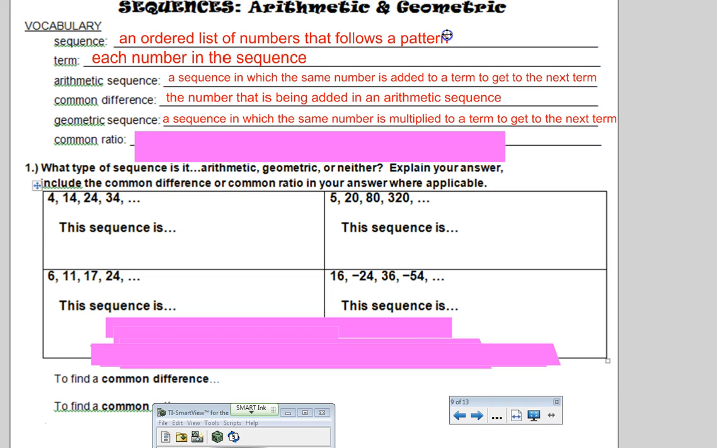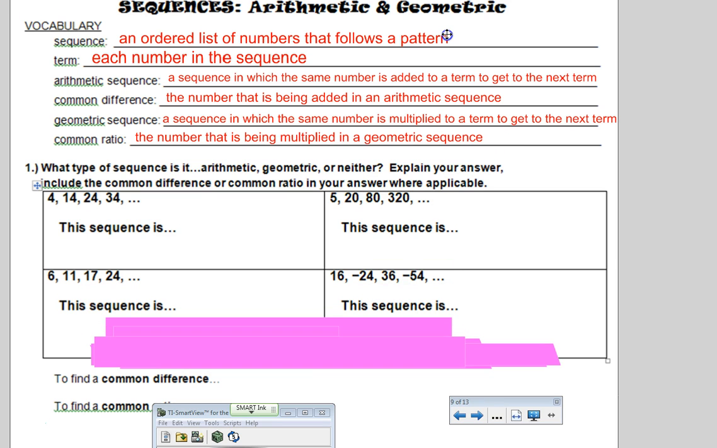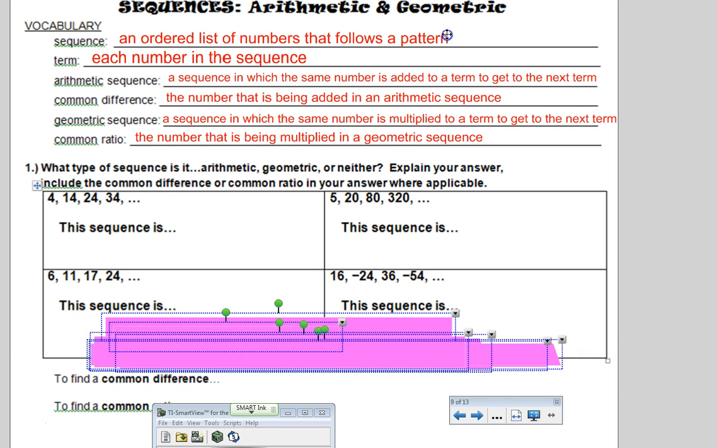And that number that you keep on multiplying over and over again has a special name as well, and that's called the common ratio. So the common ratio is the number that is being multiplied in a geometric sequence to get to the next terms.